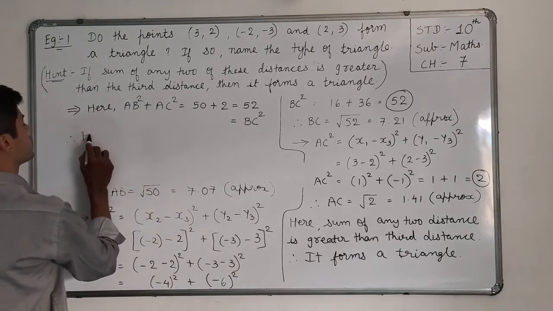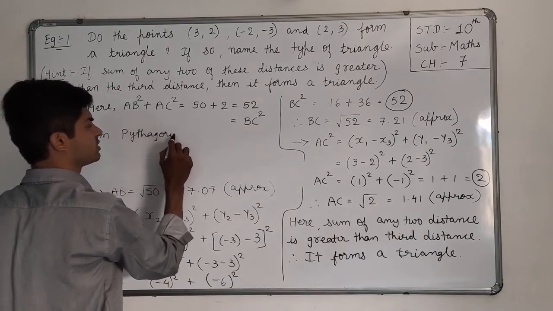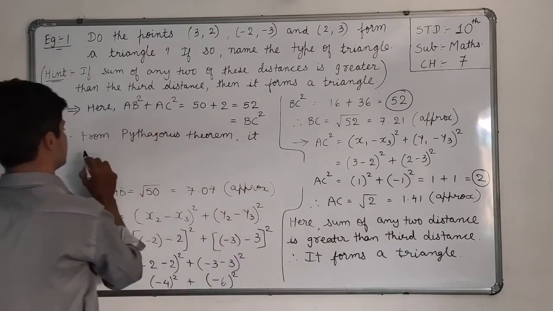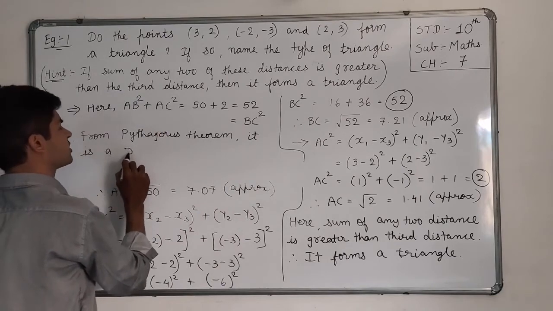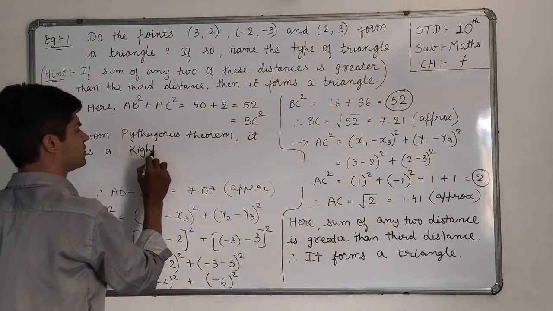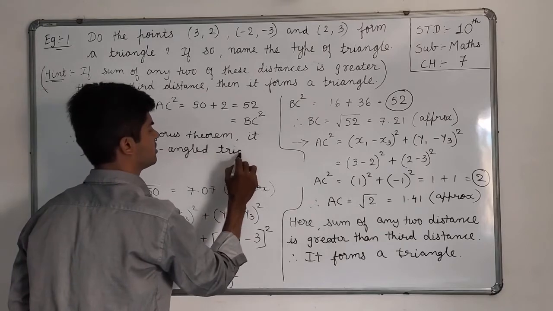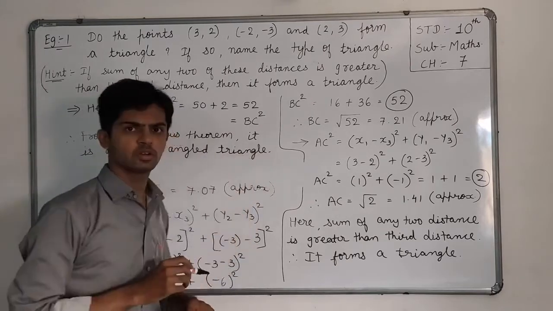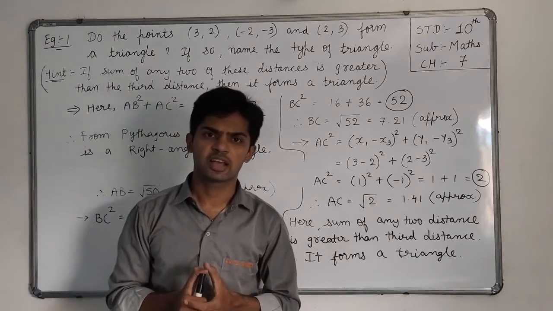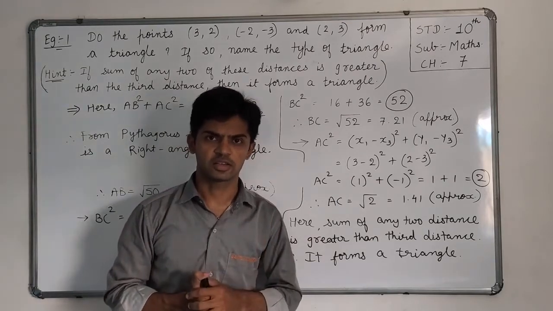So therefore, from Pythagoras theorem, it is a right angled triangle. Right angled triangle. Understood? So this was your first example of your NCERT textbook. Write down and then afterwards we will do the second example. Okay?